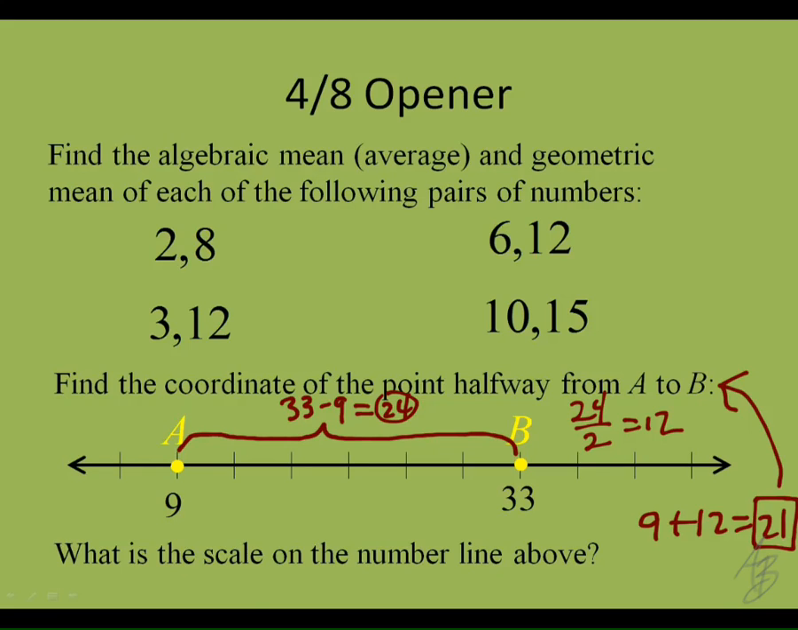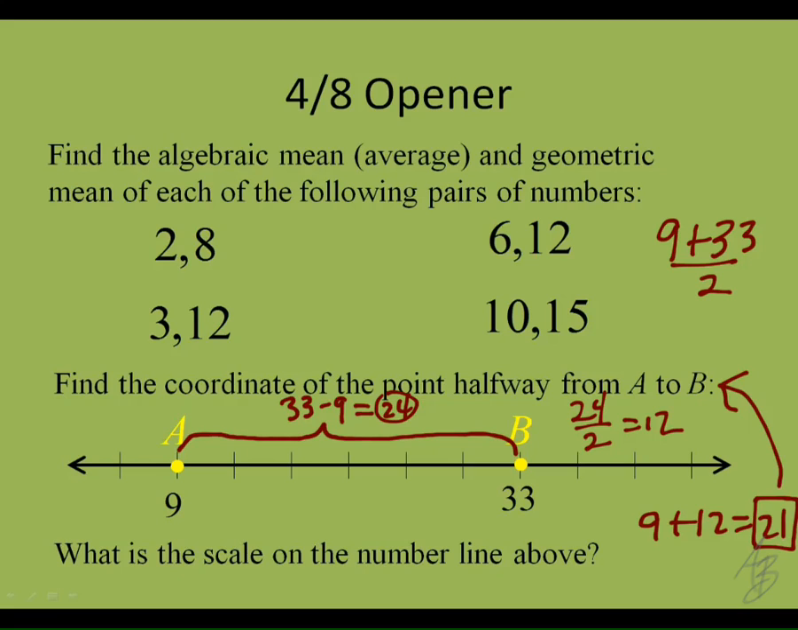Now, it's not all that I asked you to do. So I'm going to ask this now. Did anybody do anything else? First of all, did anybody find the 21 a different way? Allison, what'd you do? I did 9 plus 33 divided by 2. Okay. And when you do that, what are you actually doing? You're finding the... Algebraic mean.